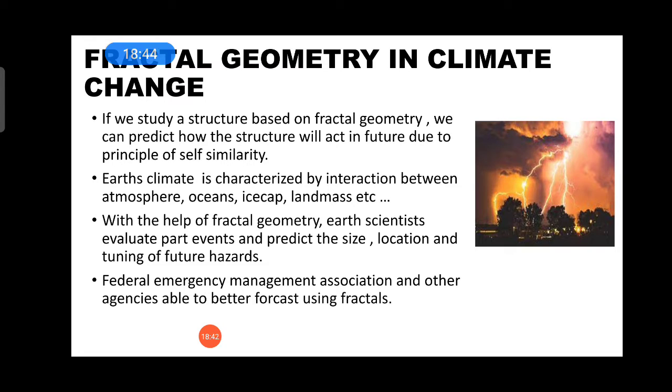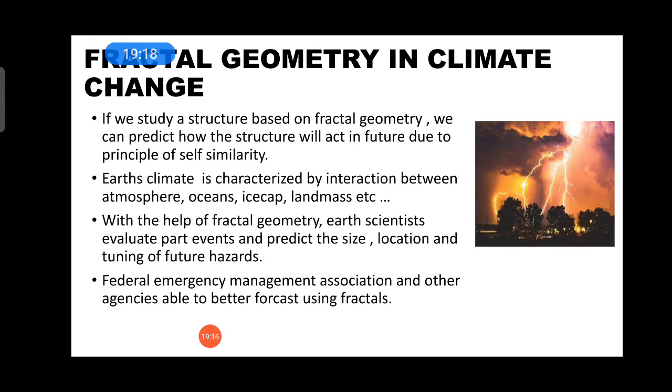Predicting the size, location, and timing of natural hazards is virtually impossible. But now, Earth scientists are able to forecast floods, earthquakes, volcanic eruptions, wildfires, and landslides using fractals. With the help of fractal geometry, Earth scientists are taking Mandelbrot's fractals one step further, and are measuring past events and making probability forecasts about the size, location, and timing of future natural disasters.